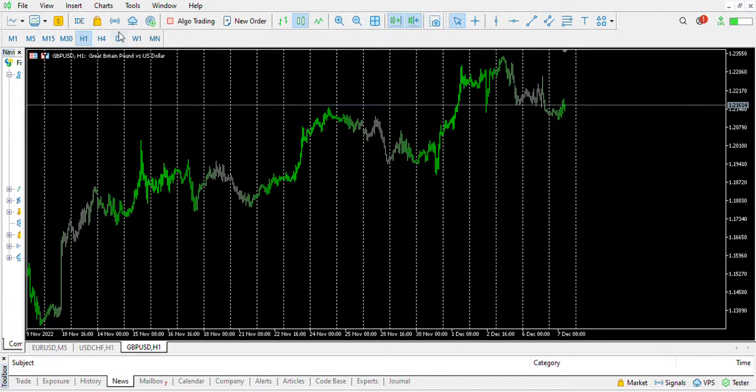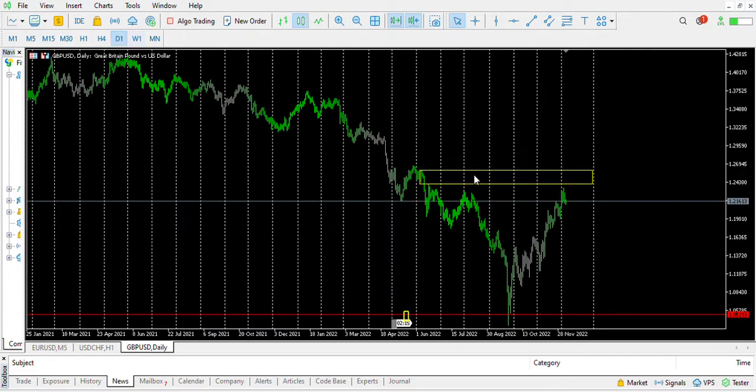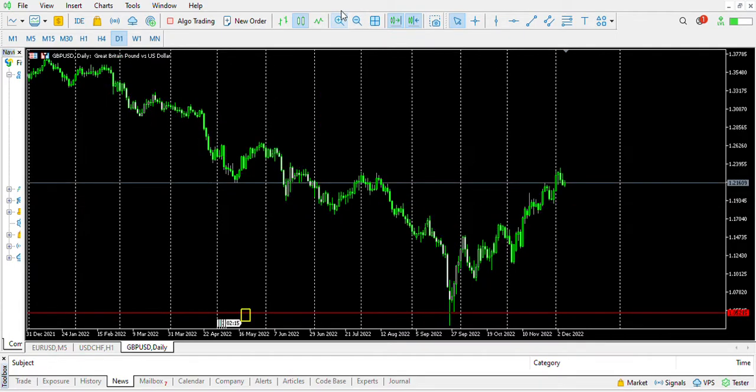Actually, I think I found it on the daily, so let's go to the daily. As you can see, this is GU. It's been trending down for most of the year. It's come to this point here, and it started reversing. Once it beat this point here, which it did around this point, we're now looking at opportunities to buy.